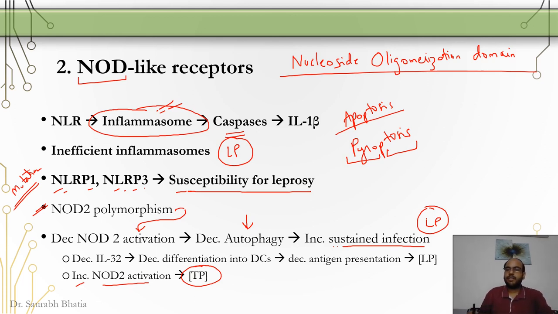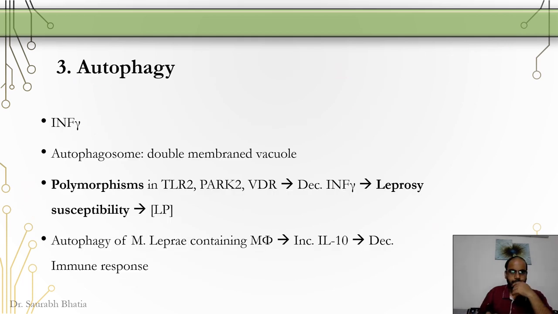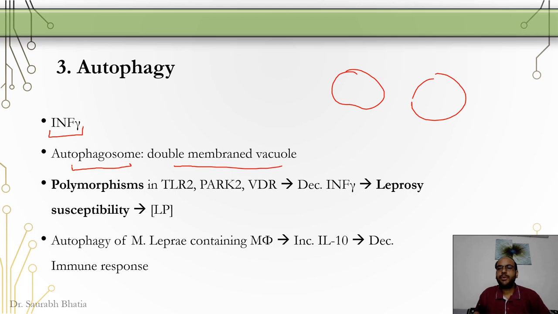Let's move forward to the third player in the series now, that is autophagy. In the last slide, we were discussing autophagy. Autophagy is eating oneself, and that happens under the action of interferon gamma. So what happens in autophagy, you have an autophagosome. It's a double membrane vacuole. A good healthy cell is going to eat a wrong cell. Both of these cells are the human cells or the body cells. So that is why it is autophagy.